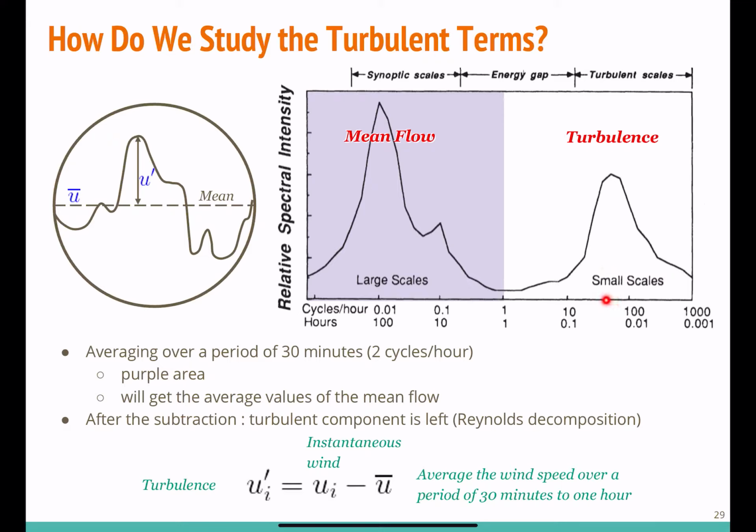in the PBL. And you can see that if you do the average, for example, over a period of 30 minutes, you will average everything in here, which means that the only signals left would be the mean flow or the large scale flow. Okay, so this is a simple mathematical method to separate the signals from the two areas in here.